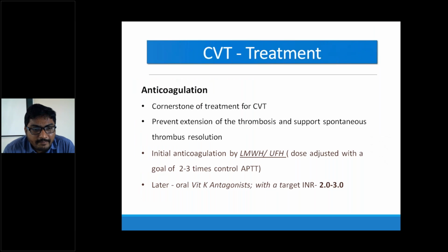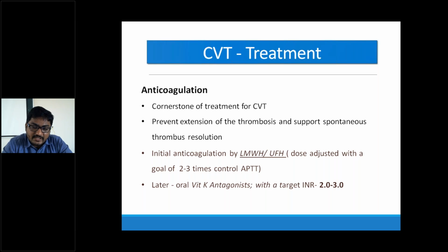So coming to the treatment part, anticoagulation. Why? Because see, what is CVT? What does T stand for in CVT? Thrombosis, right? So thrombosis means what we should give? Anticoagulants, antiplatelets we can give. We can give thrombolytics also, right? We can't give antithrombolytics. What are antithrombolytics? Name some antithrombolytic drugs.